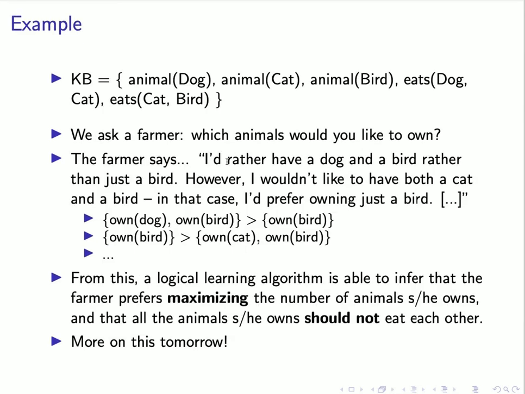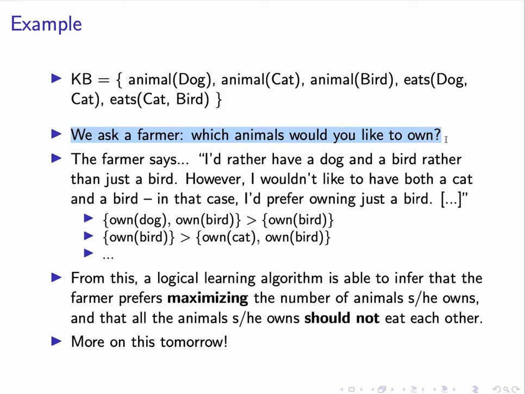So to finish with, I just wanted to show you a small example. So I want to show you a qualitative example of what these algorithms can do. Let's say that we have a knowledge base that tells us that dog, cat, and bird are animals. And then that dog eats cat and cat eats bird. Okay. And then the typical situation is the one where we want to learn from an expert of the field.